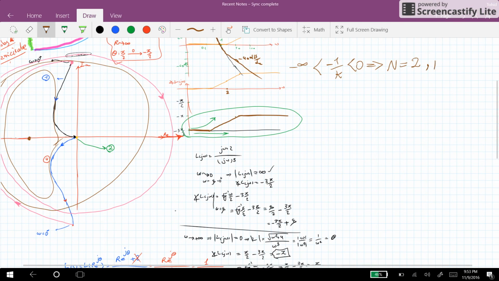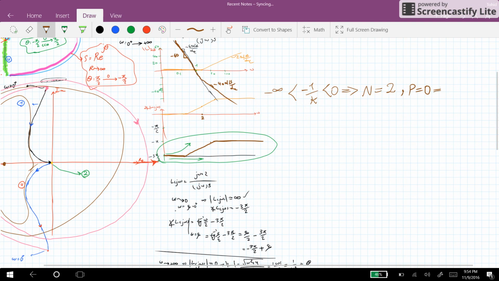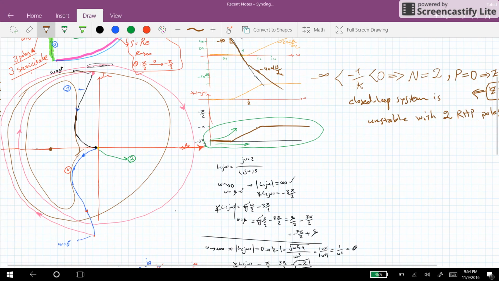And since we already know p was equal to 0, because we didn't have any pole inside the Nyquist contour, we can reason that z will be equal to p plus n, or z will be equal to 2. So we can say that the closed loop system will be unstable with 2 right half plane poles, or 2 unstable poles.